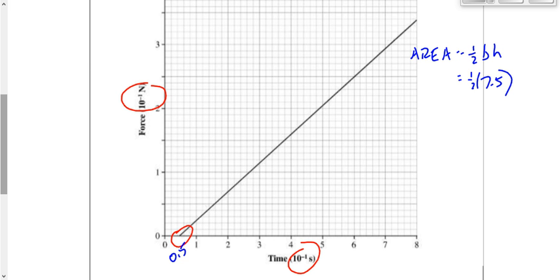I've seen questions before, and this is kind of dirty too, where the x-axis goes up by 0.2 and the y-axis goes up by 0.4, or 0.1 and 0.2. Bottom line is they go up by different amounts. In fact, I think this is one of those questions where they go up by different amounts. So just watch out for that.